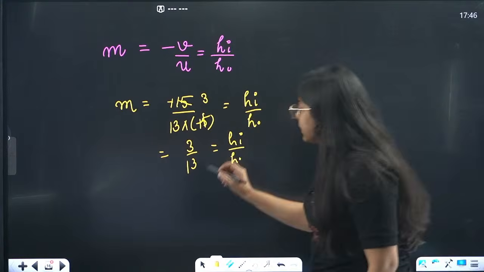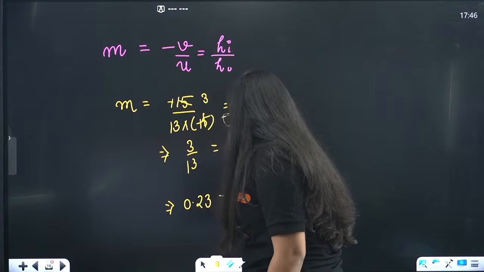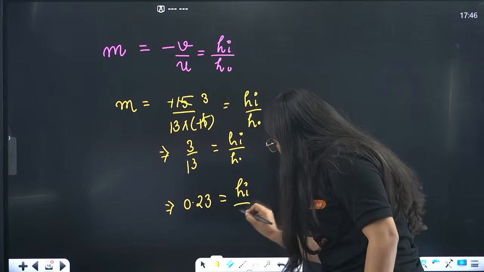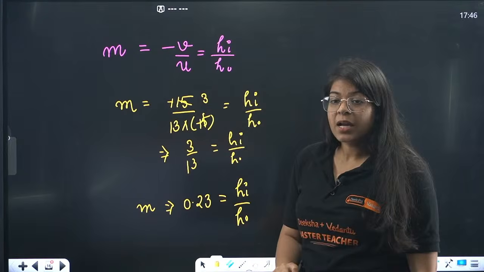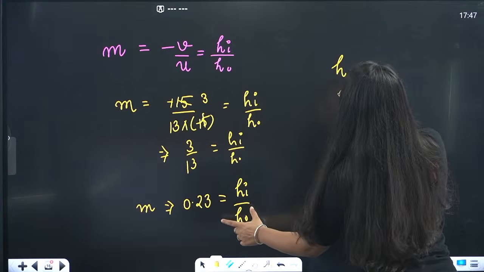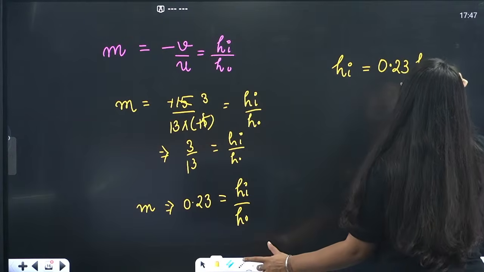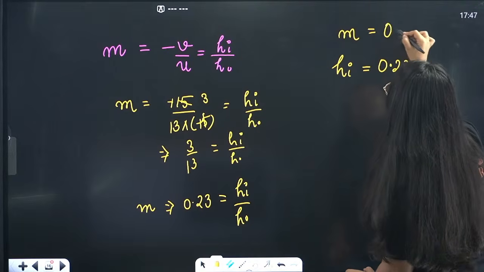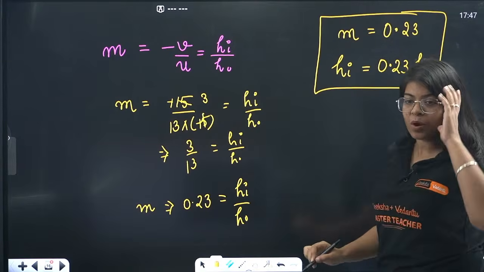Done. So see, the answer is the same. The answer is 0.23, but this is not height of image. This is height of image divided by height of object. This is magnification. So when you write height of image, you will write that height of image is 0.23 times the height of object. Or if you have to write just 0.23, then magnification is 0.23. Understood this point? Clear to everyone?